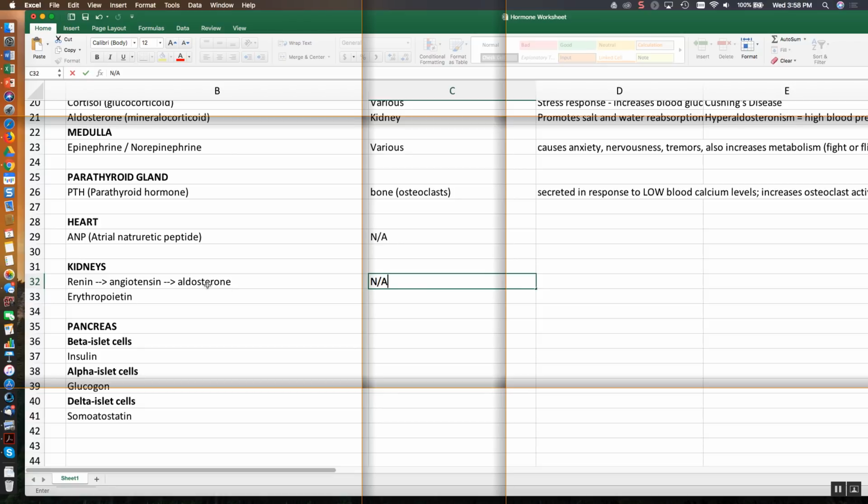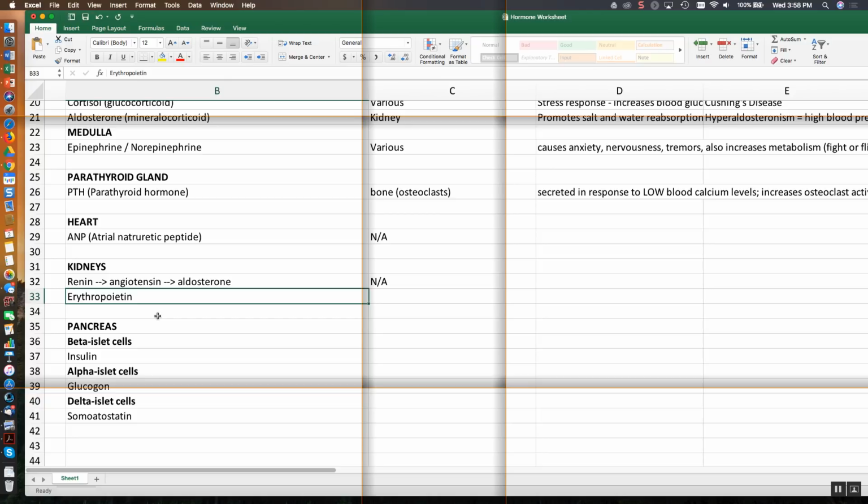Okay, we didn't talk about this, but in the kidneys, erythropoietin is a hormone that increases red blood cell formation. So at high altitude, you start to release erythropoietin, and you increase the levels of red blood cells. But we didn't really cover that in class, so not fair game.